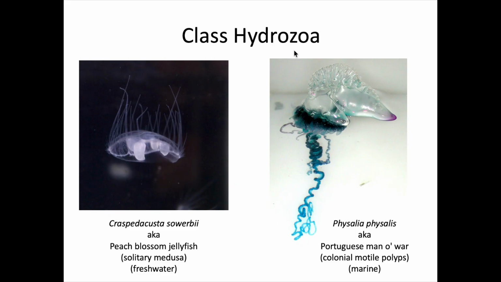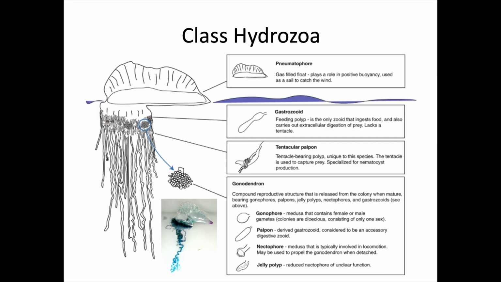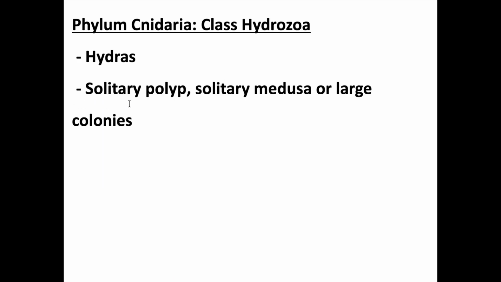And another really weird hydrozoan is this Portuguese man-o'-war, which again kind of looks like a jellyfish, but it's actually a colony of polyps. Don't sweat the details here, but there are a lot of fun details. A colony of individuals that come together and take on different roles to capture prey or do reproduction or float on the surface of the ocean. So a lot of different bodies that these hydras can have. I'm just going to say solitary polyp, solitary medusa, or large colonies, and that covers the hydrozoa.